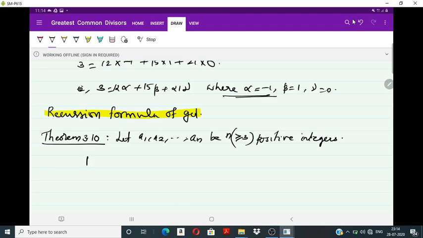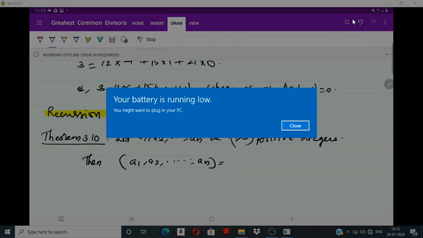Then the result says that GCD of a1, a2, etc. an is equal to the GCD of, in bracket, the GCD of a1, a2, etc. up to an minus 1, comma an. So using this recursion formula we can find the GCD.